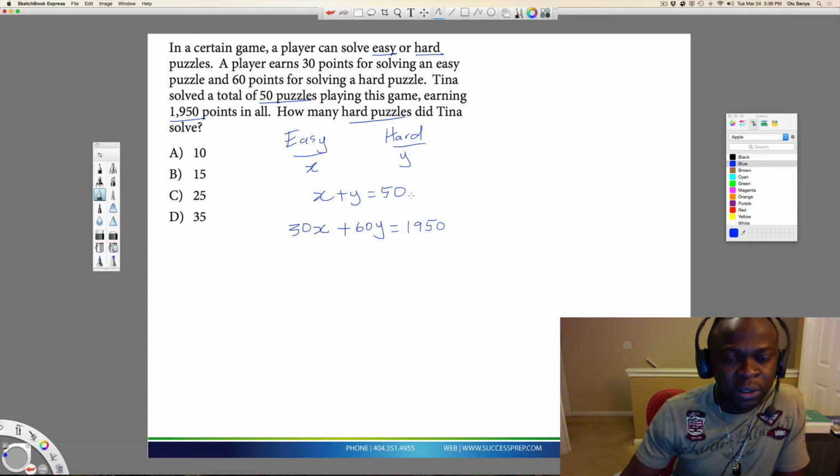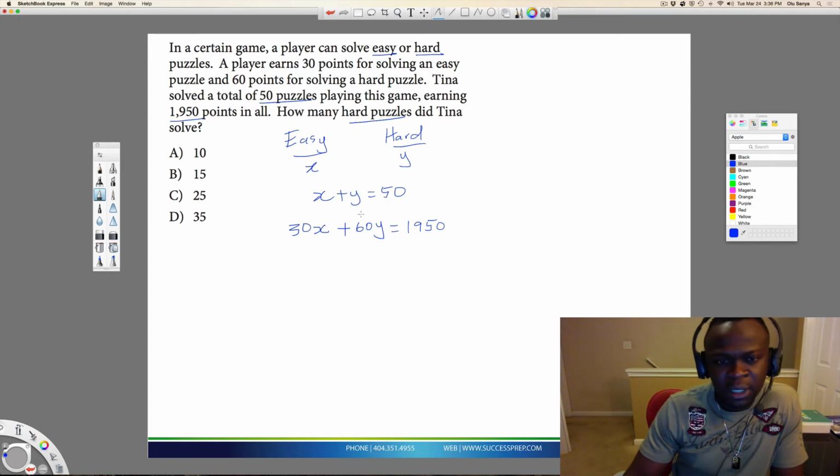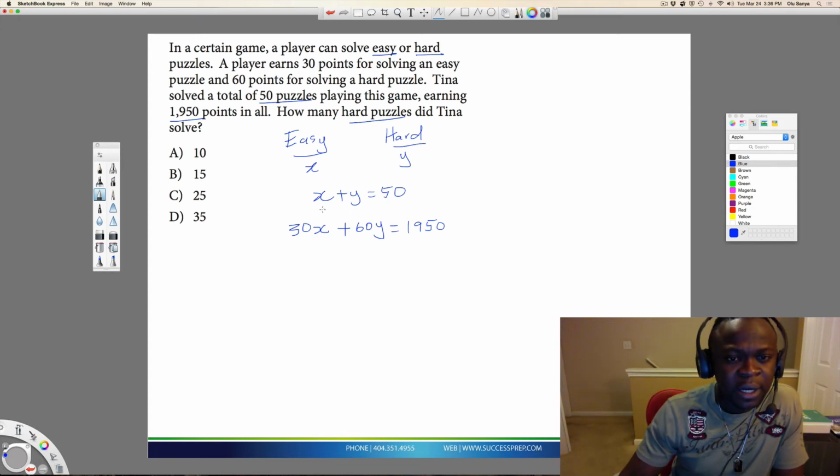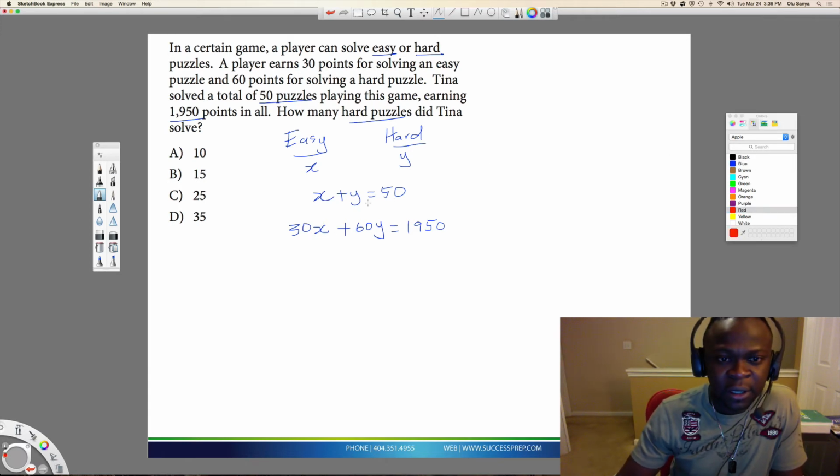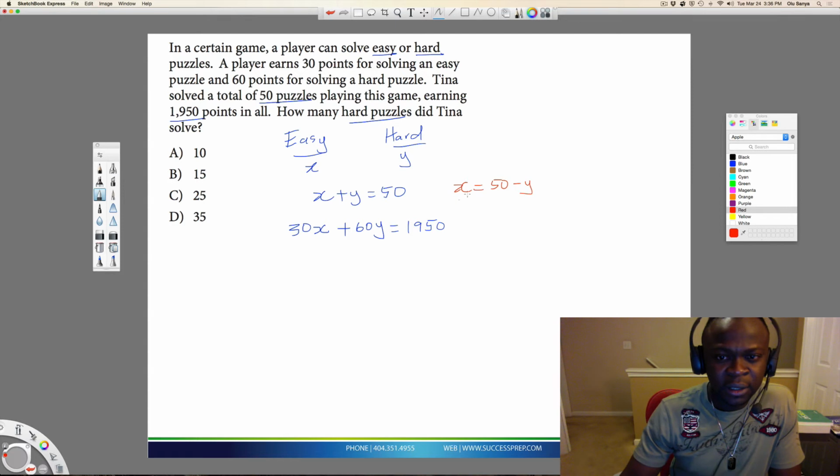If you look at these two equations, in simultaneous equations there are two methods: the elimination method and the substitution method. I'm going to use the substitution method here because it seems a little easier. You want to solve for X so that you can plug it in here and neutralize that X out. Let me change my color here. So I'm going to solve for X here: X becomes 50 minus Y. That's what X is.